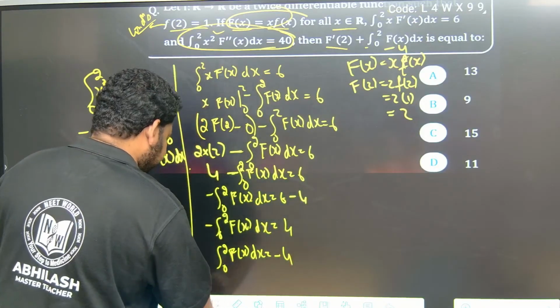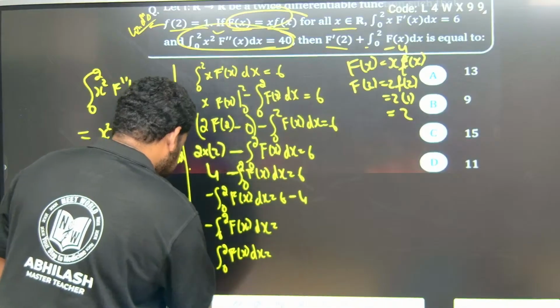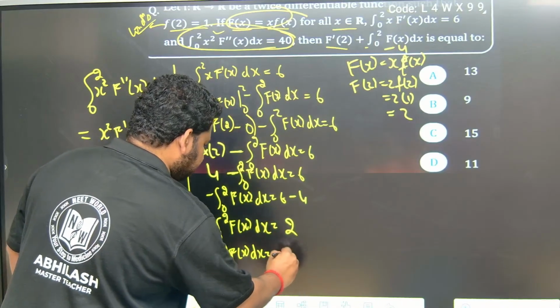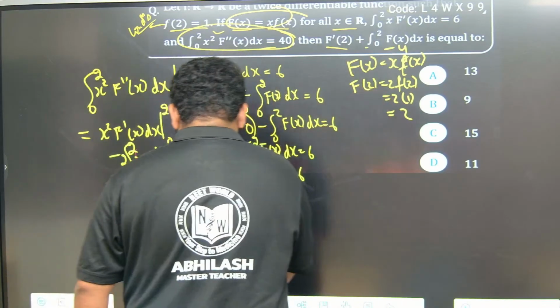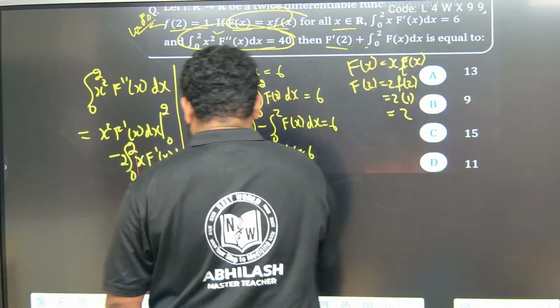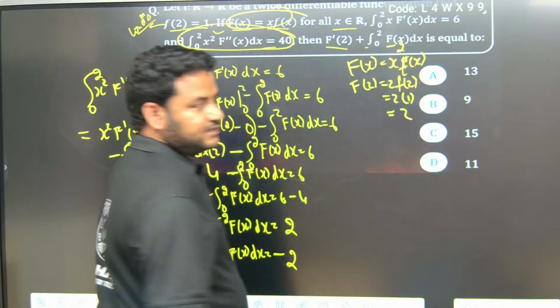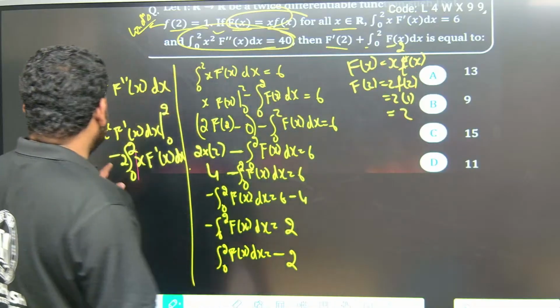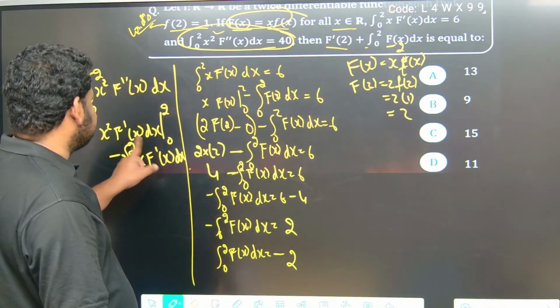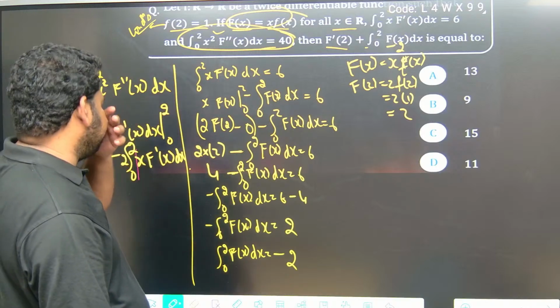Okay, all right. This will be 2. This will be minus 2. So here what I'll get is nothing but equal to minus 2. Just focus. This is minus 2. Now I have, this is what? Integral 0 to 2 x times f dash of x.